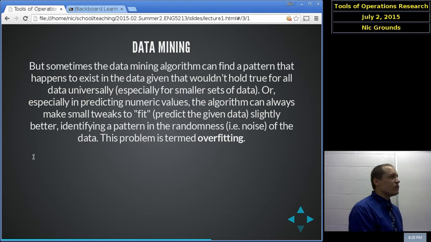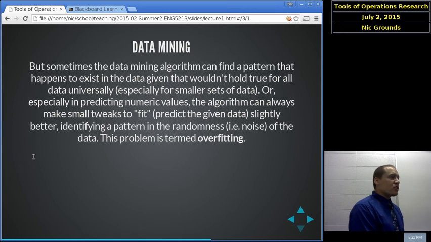That is, the data we used the data mining algorithm on had some flaw or anomaly in it, some sort of randomness or noise factor that the data mining algorithm found a pattern in, but isn't truly there in the real world. Especially when we're predicting numeric values, the algorithm can always possibly find little tweaks it can make to predict numeric values just a little better.